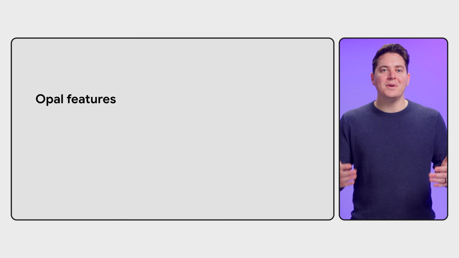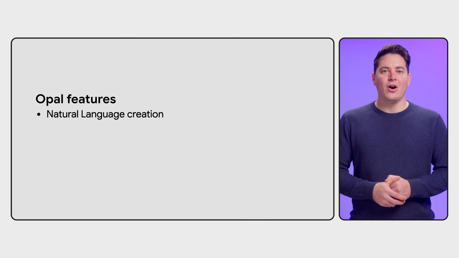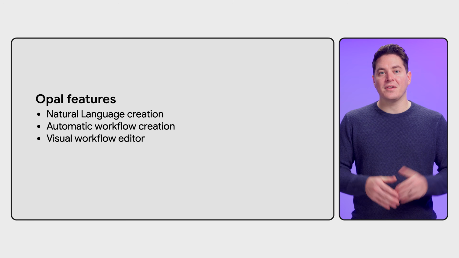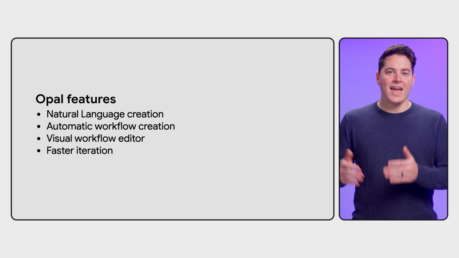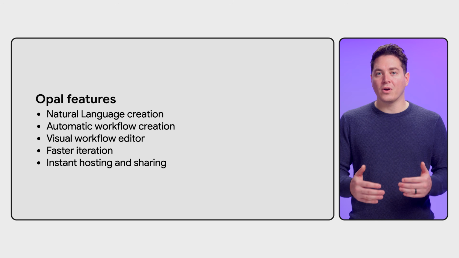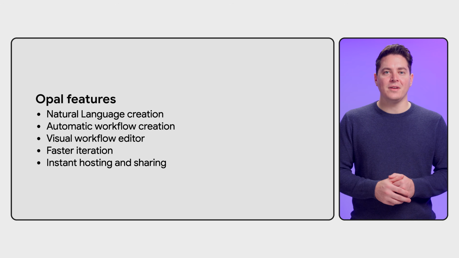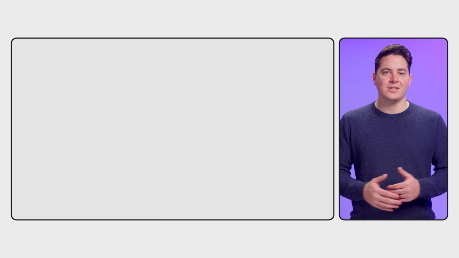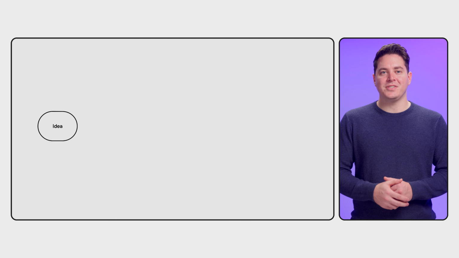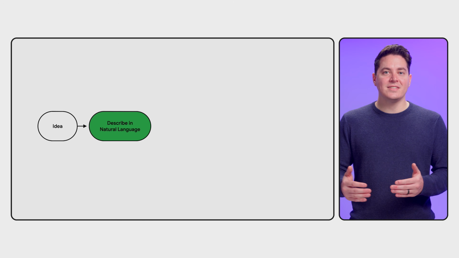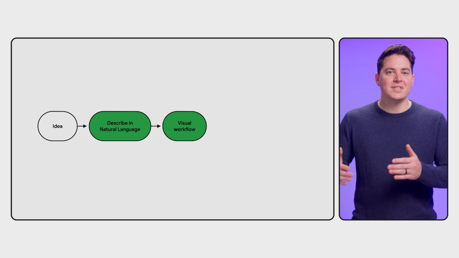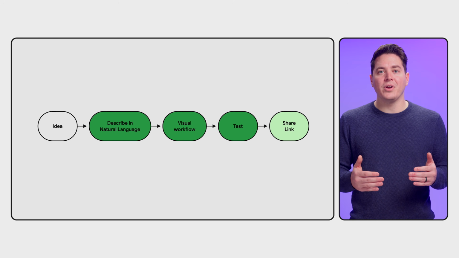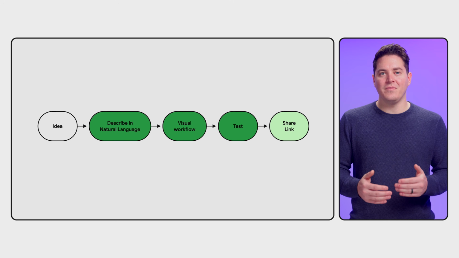If you're new to Opal, here's a mental model to help you throughout this demo. Opal intelligently creates multi-step workflows, automatically adding steps like fetching web content, processing data, and displaying results. In the visual workflow editor, every step is a component. Inputs, generate steps, and outputs are all visible along with their connections. This allows for fast iteration. We can change prompts, adjust steps, and rerun immediately using natural language. And with instant hosting and sharing, your app is deployed automatically and becomes shareable via a URL.